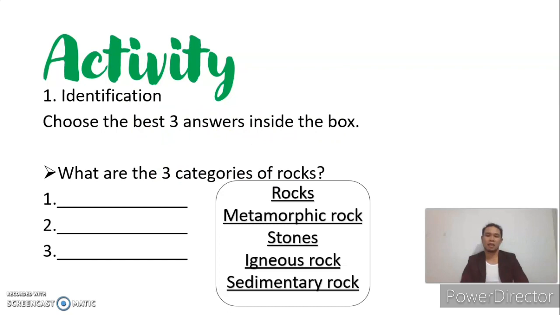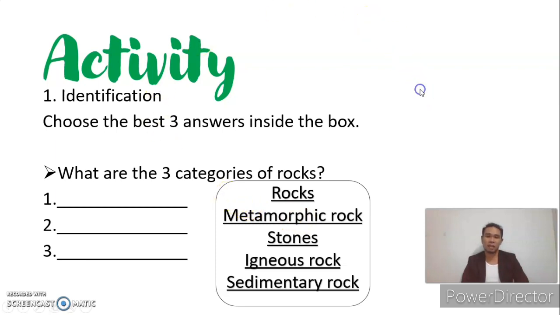Choose the best three answers inside the box. All you need to do is pick which ones of these to put here as number one, number two, number three, because I need three categories of rocks, three answers. You can review the video so that you can find the answer. Just try to review the video.